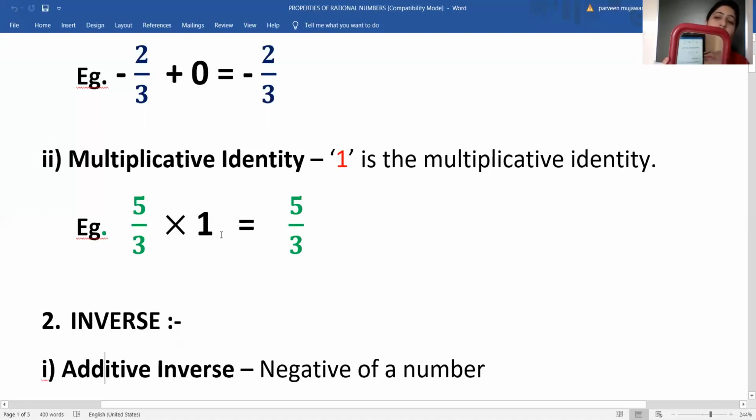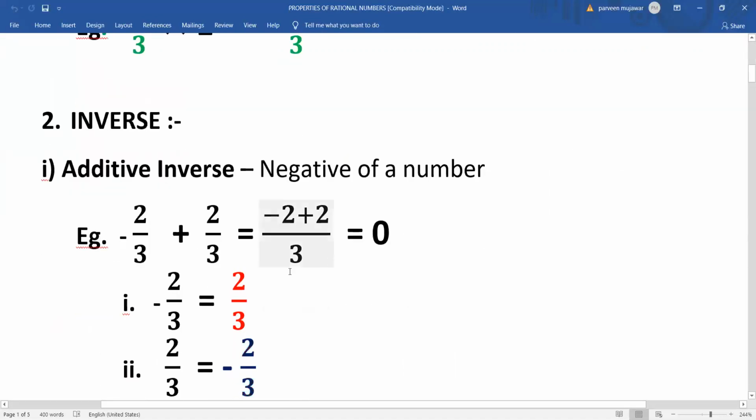So 1 is called the multiplicative identity of rational numbers. Here again 1 acts like a mirror. When you look into the mirror, you see your own reflection. In the same way, 1 acts like a mirror. So 5 upon 3 multiplied by 1 gives back the same rational number. Now we'll go to the other one, that is inverse.